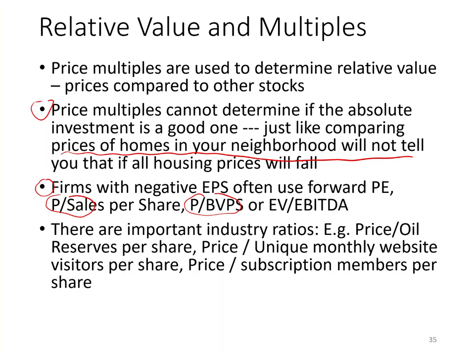There's also important industry level ratios that people look at. So if you're looking at oil companies, you might look at price per share over oil reserves per share. So the idea is what creates value in this industry? Well, it's how much oil reserves you have. Or maybe look at price per share over unique monthly website visitors per share, because that's really what matters. Eventually, value will be derived from unique monthly website visitors. Or you can look at price per share over subscription members per share. So if you're comparing, say, Netflix with other subscription services, the idea is eventually the company is going to monetize that denominator, whether it's oil reserves or website visitors or subscription members. Eventually, that's going to create the value.